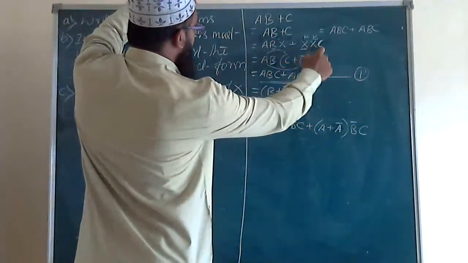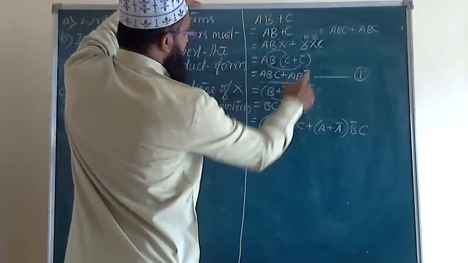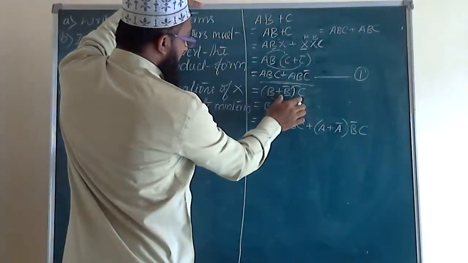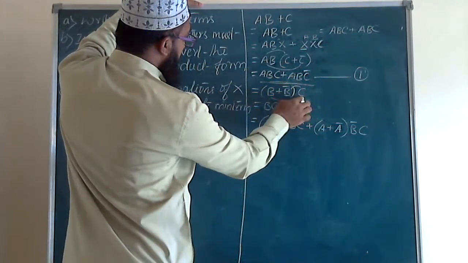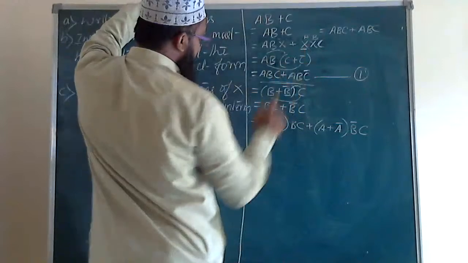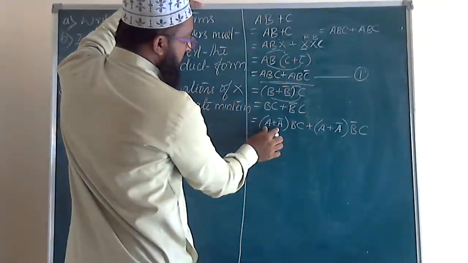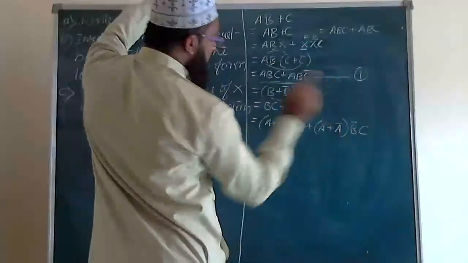Firstly, I took only the last two things, that is B and C. B is missing, so I will take it as B plus B bar. Expanding C into B, it becomes BC; B into C becomes BC; B bar C becomes B bar C. So A is missing in every place, so I will take A plus A bar into BC, and A plus A bar into B bar C.